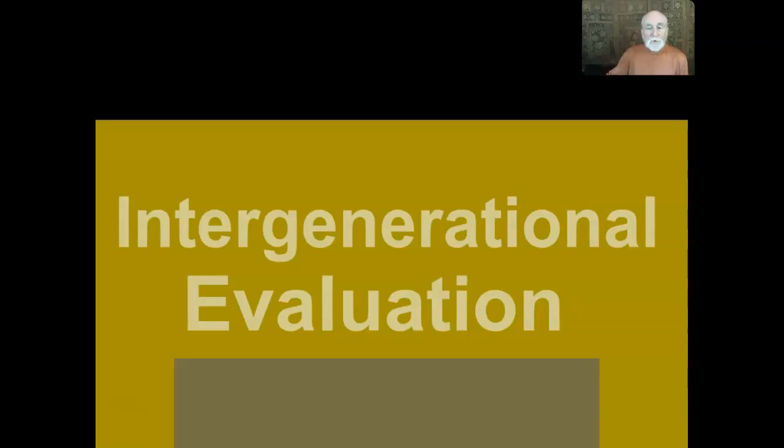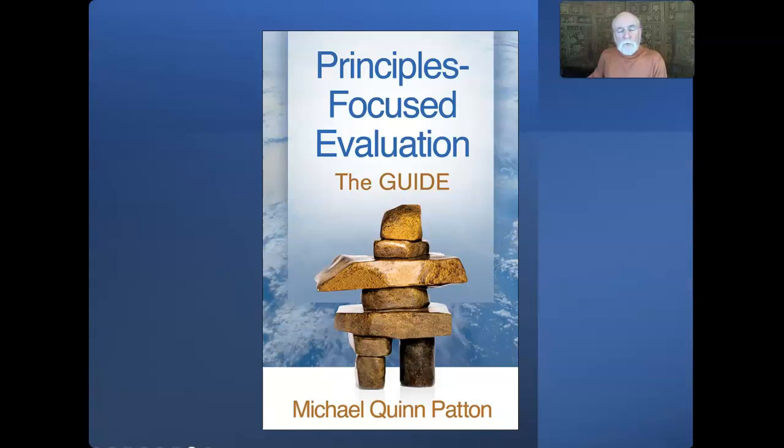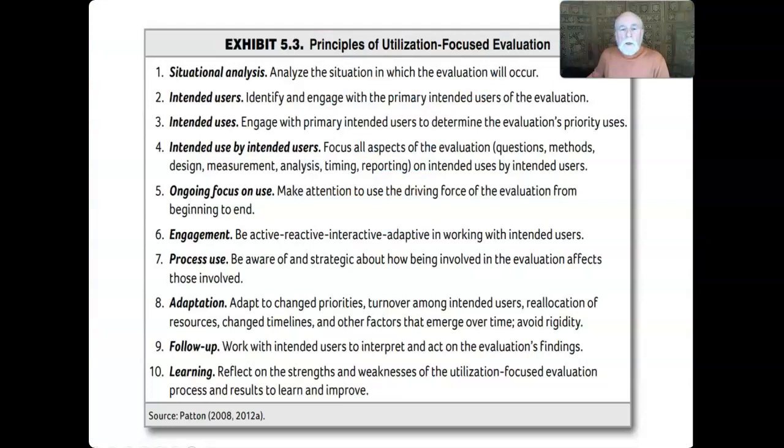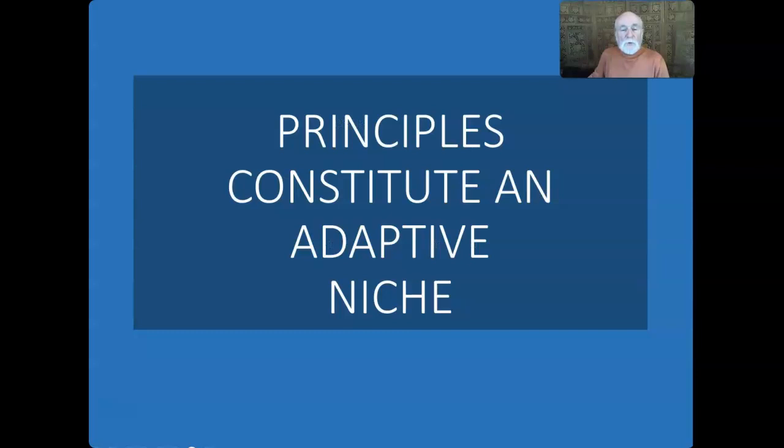this new direction for evaluation, and the new book edition reflects that emphasis. And the new edition of Utilization-Focused Evaluation, featured on the use branch of the theory tree, has moved from specifying steps for evaluation to principles for utilization-focused evaluation. And those principles then constitute an adaptive niche for utilization-focused evaluation for any situation in which there are opportunities to use evaluation to support both decision-making and systems change.